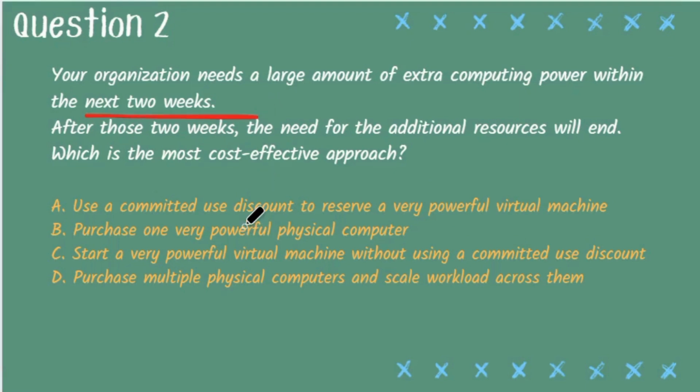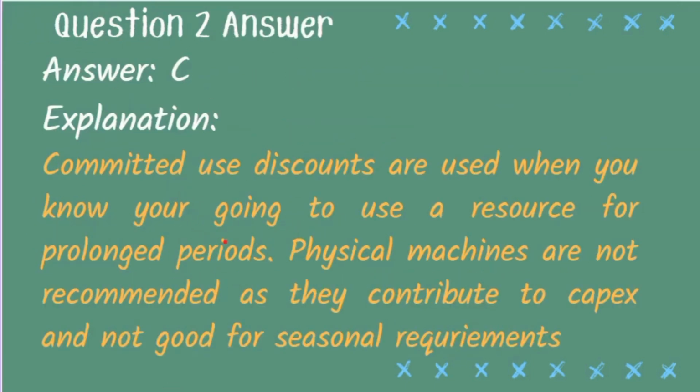So definitely you're not going to purchase physical hardware. These two options are ruled out because they are for long-term investment and you cannot dispose of them quickly. Next, you would not use a committed use discount for sure because you just need it for 2 weeks. Committed use discounts are for prolonged periods. So the right option is option C. Let's just look at the explanation I have given here and it will be more than obvious to you.